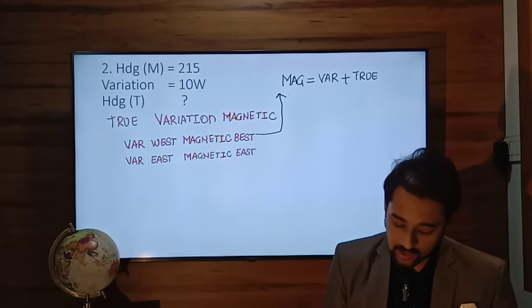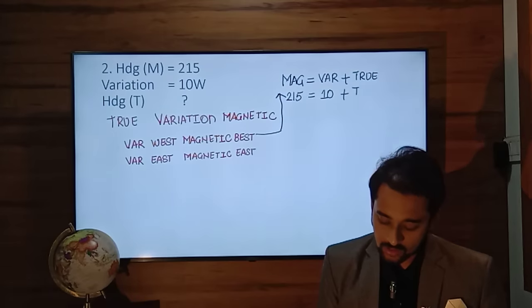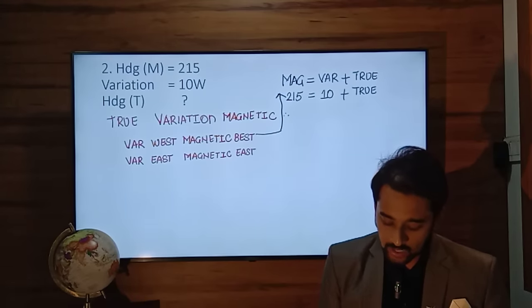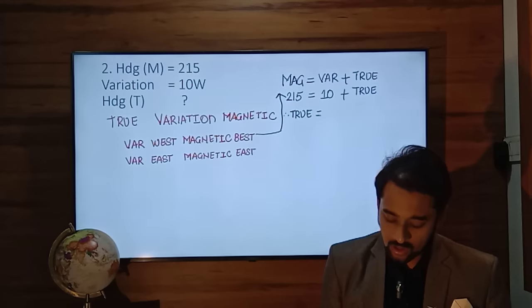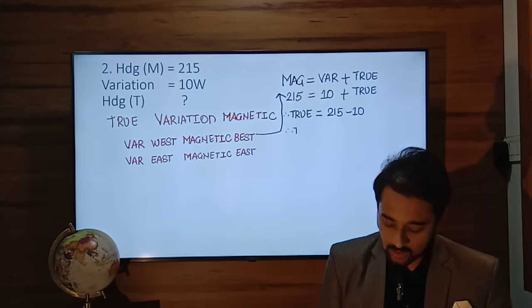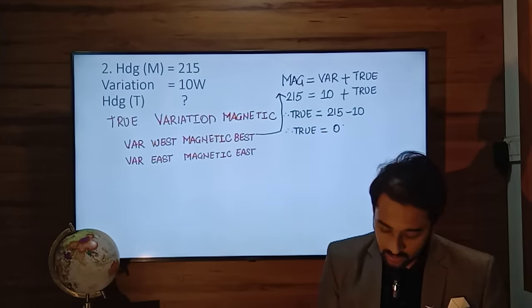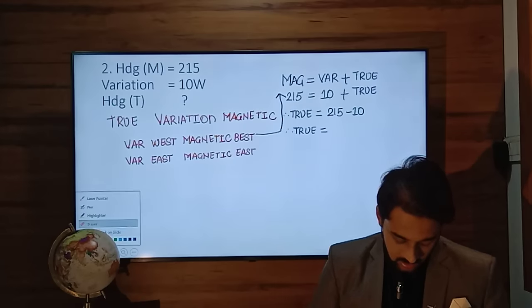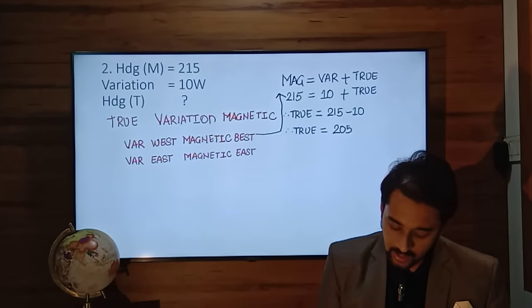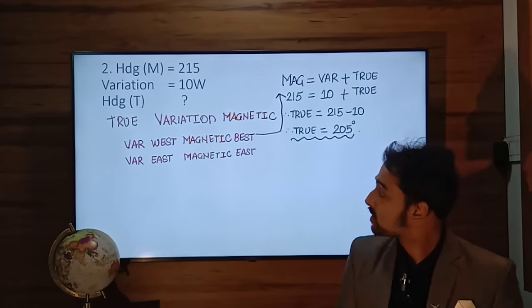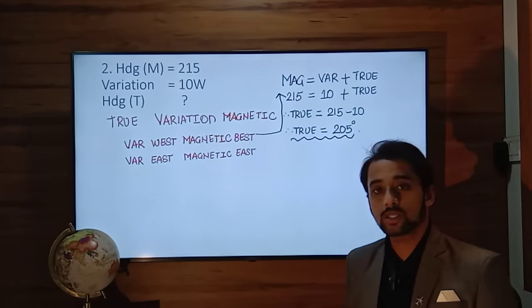Now let's substitute the values. Magnetic direction is 215, variation is 10, and we have to find out true heading. So true stays as it is. Therefore, true heading or true direction will be equal to 215 minus 10. Therefore, true direction or true heading will be equal to 205 degrees. So this is your answer. Your true direction will be equal to 205 degrees.